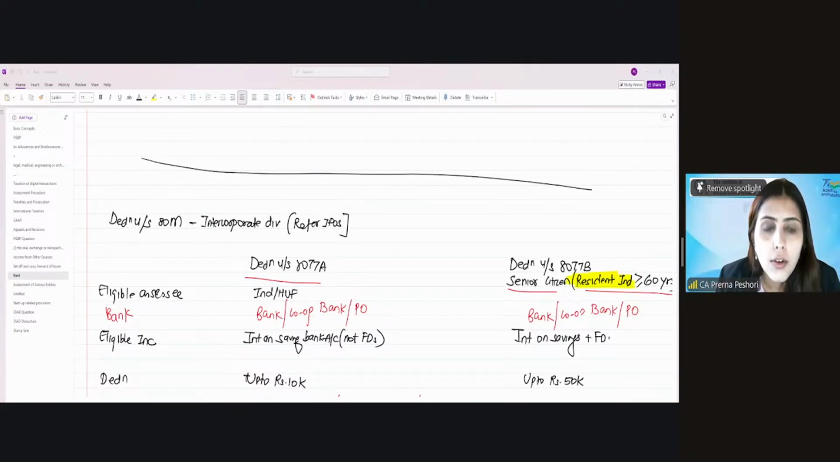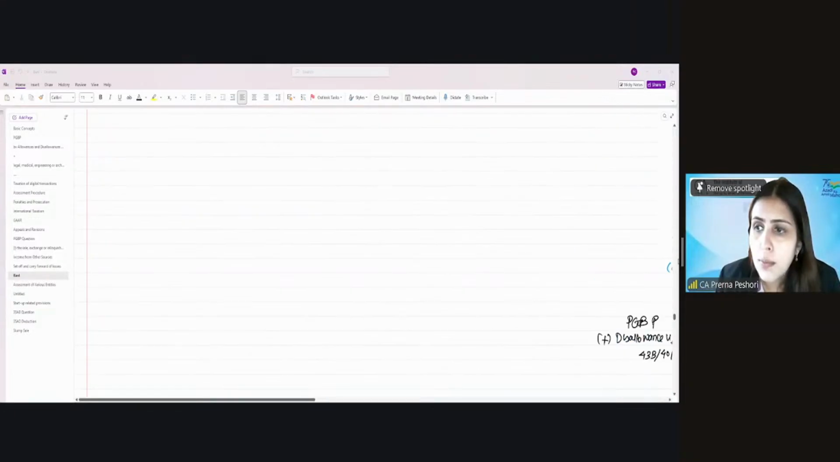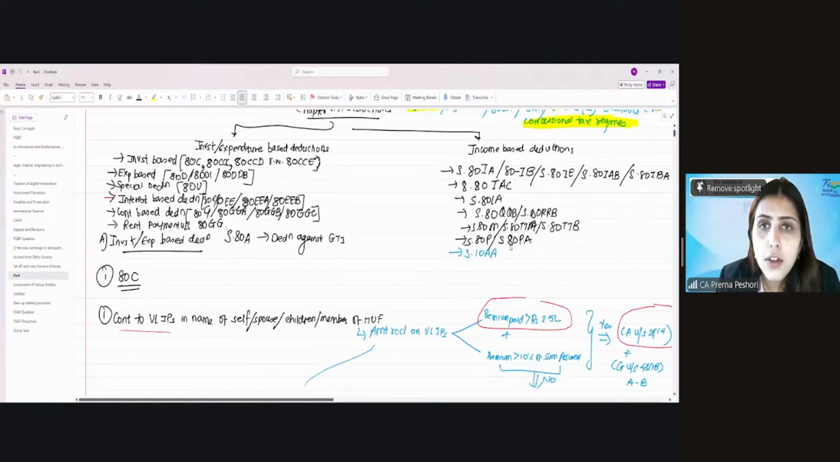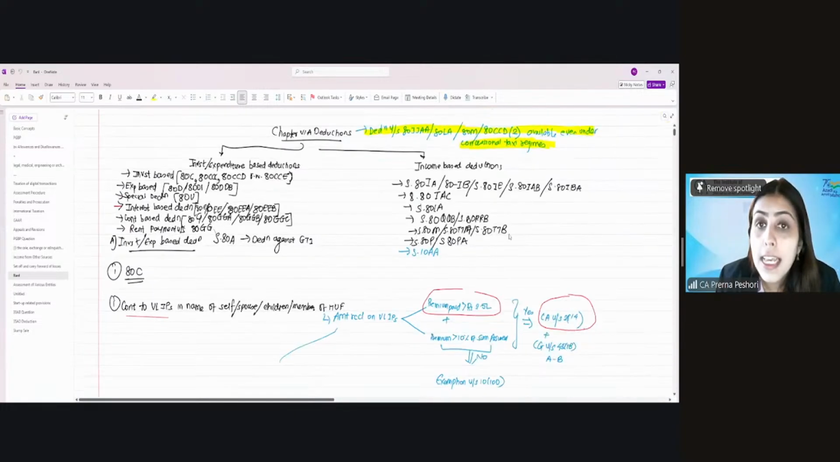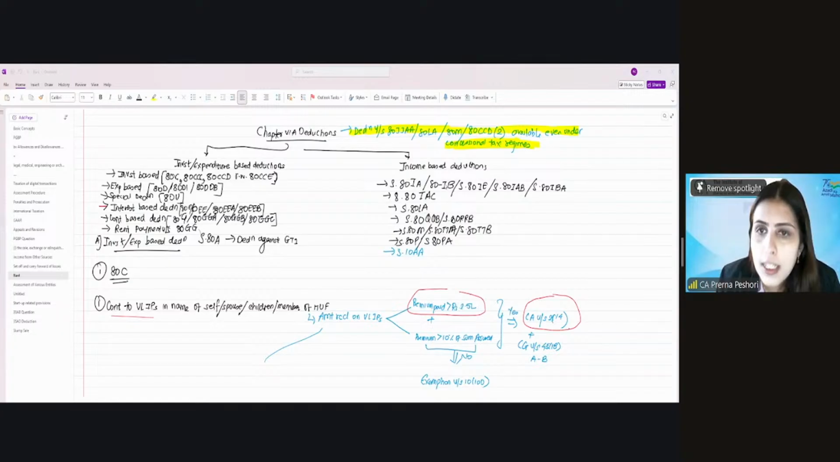If I take you back to the start of our class, today we are going to cover these income-based deductions: 80-IA to 80-IBA, 80-IAC, 80-LA, 80-QQB, 80-RRB. 80-M we had already covered. 80-TTA, 80-TTB we also covered. 80-P, 80-PA we will be covering in the assessment of various entities with the cooperative society, or if the time remains today, we'll cover it today also. So let us quickly start with these income-based deductions.